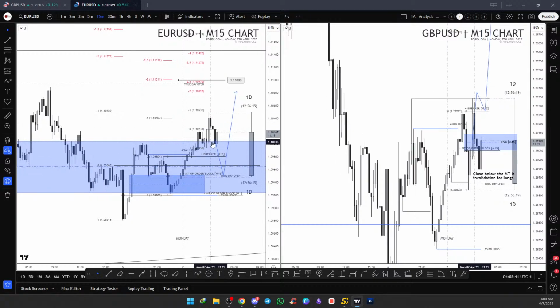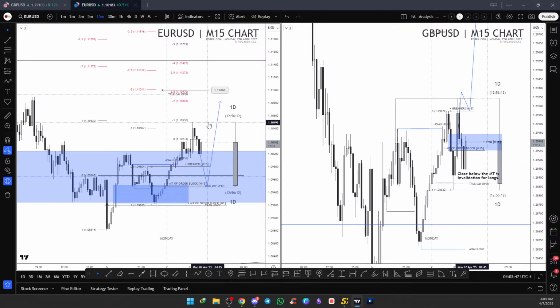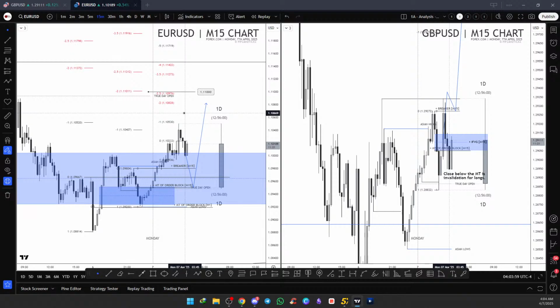If it gives me an entry by tapping onto this breaker before 5 a.m. today, then I'll look for a long. Or if not, then I'll reconnect back at 7:00 for the NY kill zone. Then I'll see if price gives me the entry here, or if it makes another manipulation range which would give me an entry and a target. So let's see.